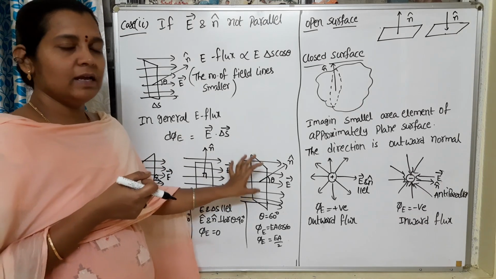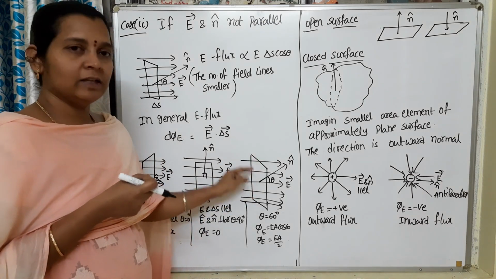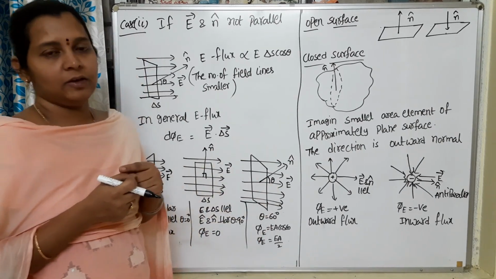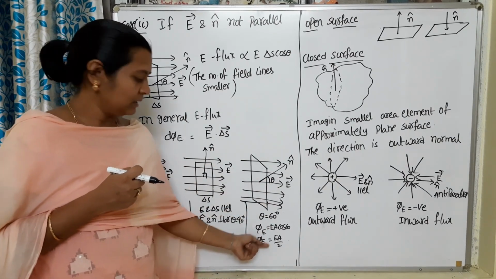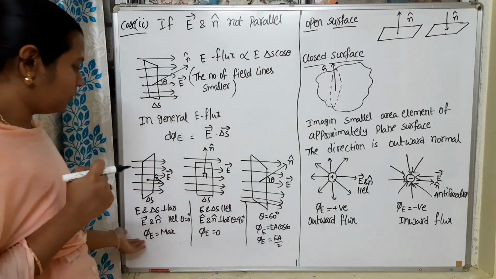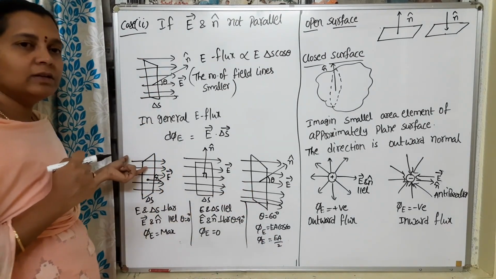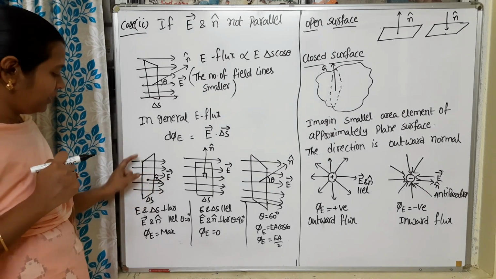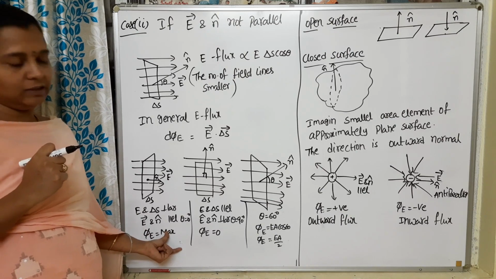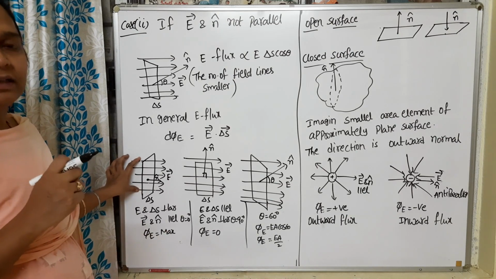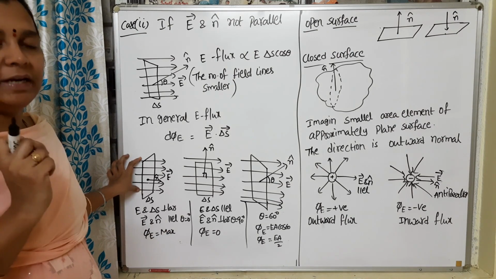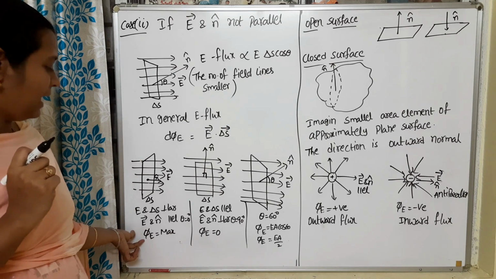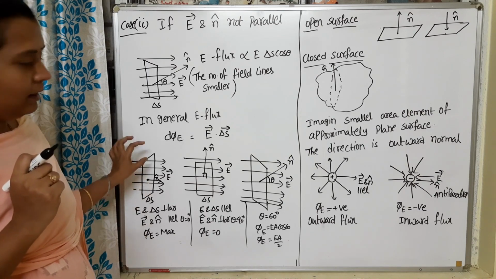So in the other case, let us say the normal drawn to the area element is making an angle of 60 degrees. So in that case, the flux will become EA by 2. So out of these three cases, if the area is normal to the electric field, you will get the maximum number of field lines. So for that reason, we selected the area element to be perpendicular to the electric field, where we will get the maximum field lines passing through the area element.